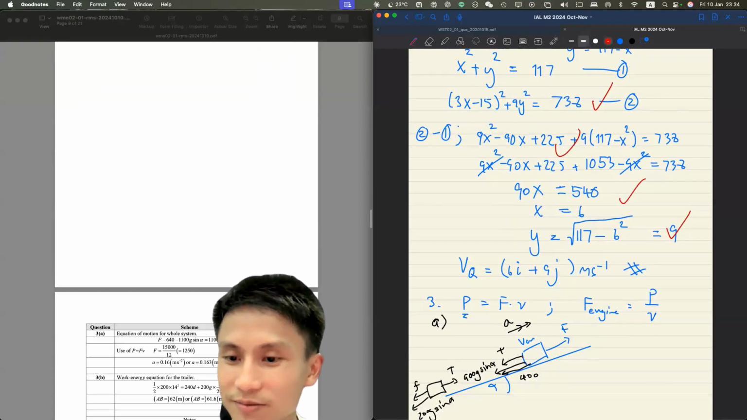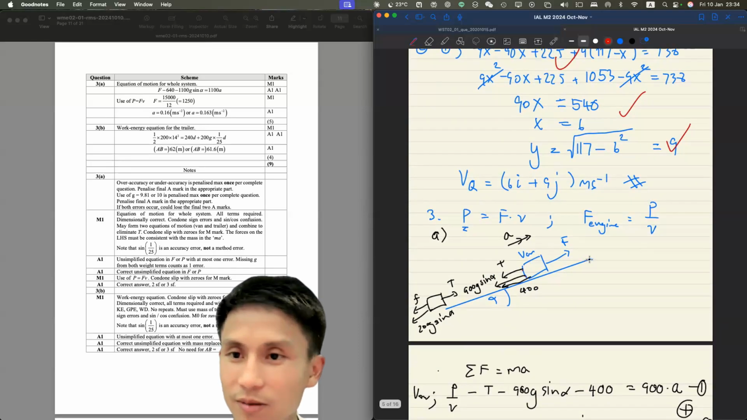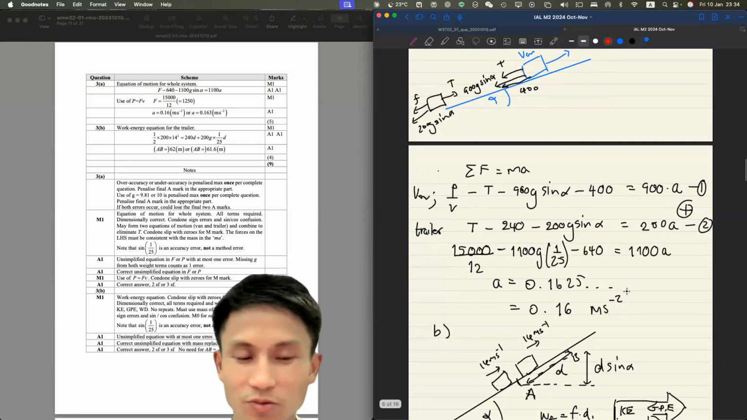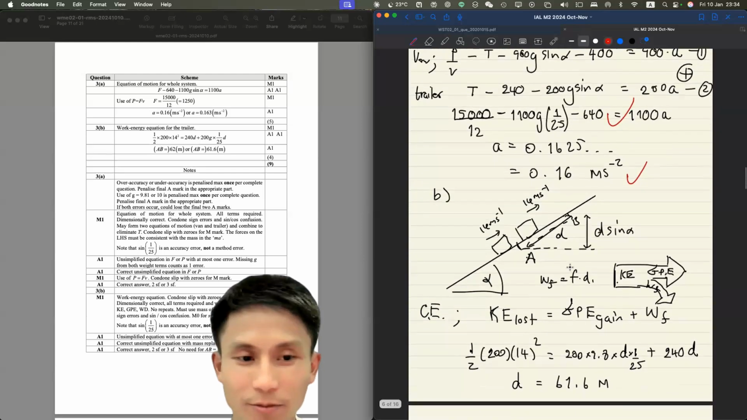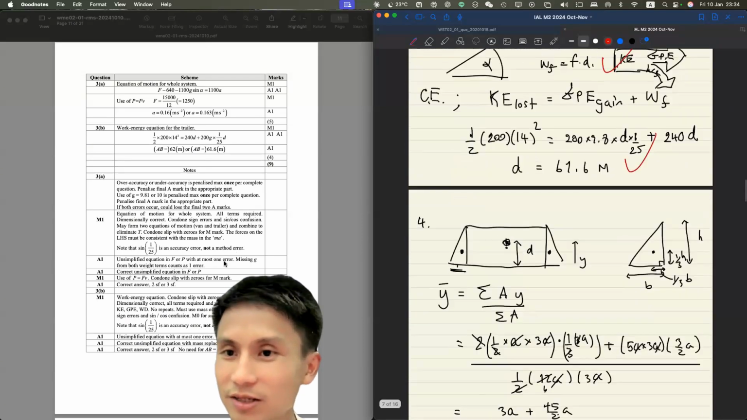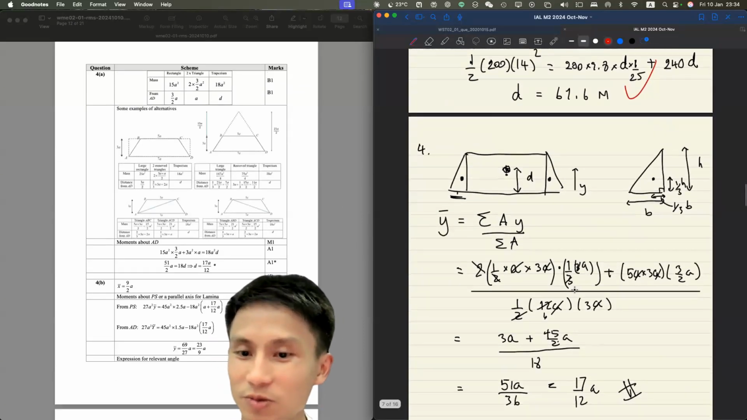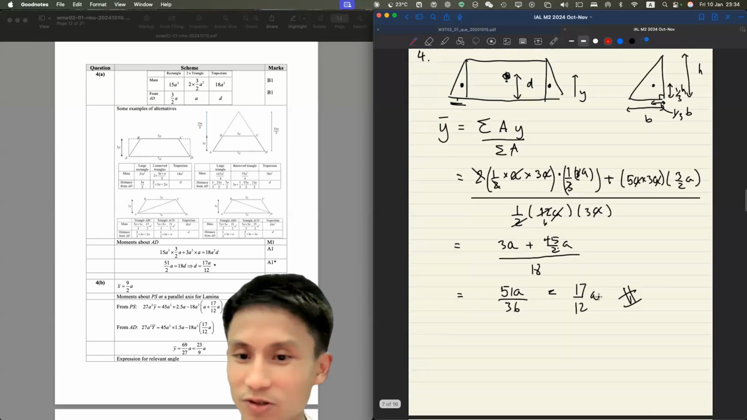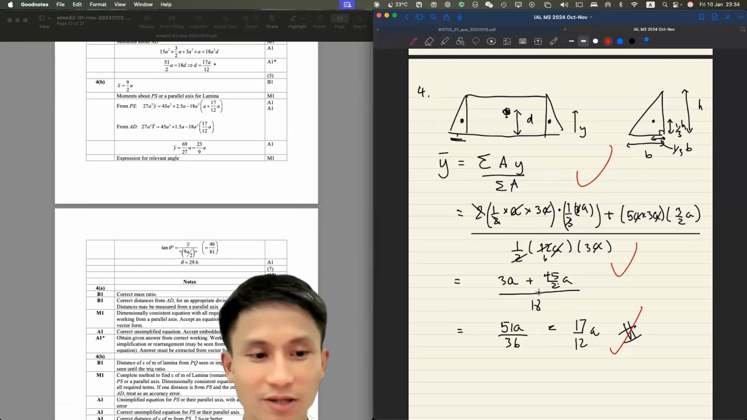Number 3. Yeah, this is about energy. So 0.6. Yeah, that's right. Good. 3B, use work energy conservation. Still got it right. Number 4 is about center of mass. Yeah, I didn't do table, but anyway, you can do table, of course. Might be a good idea, but I got it right there.